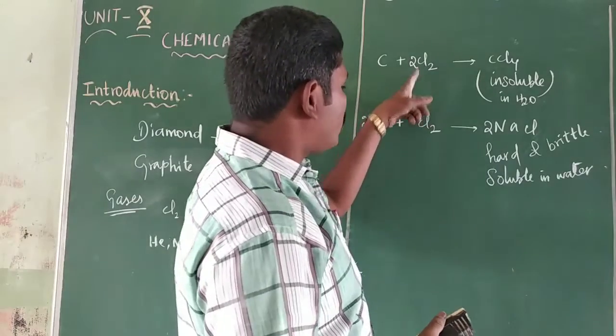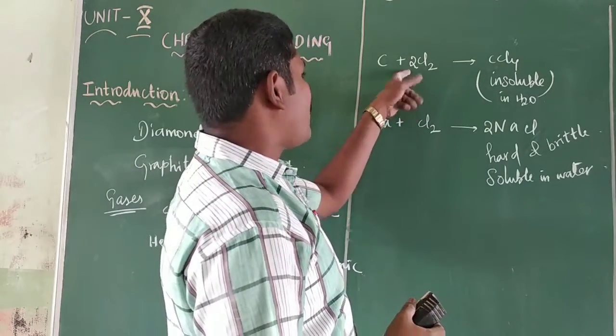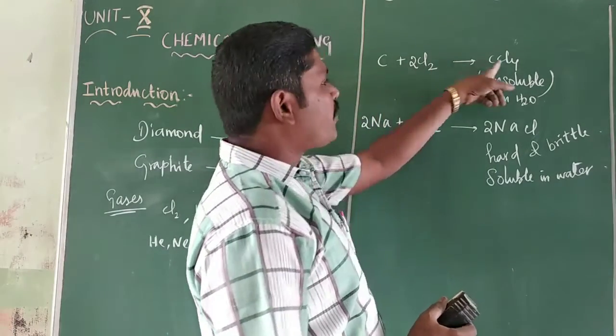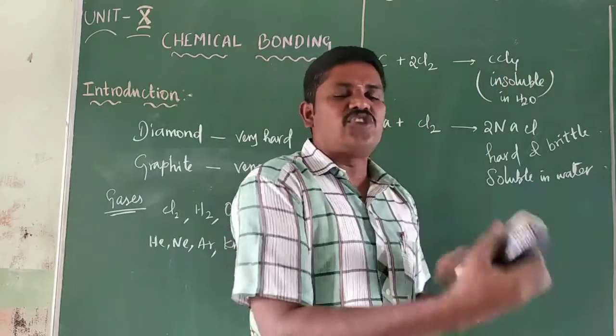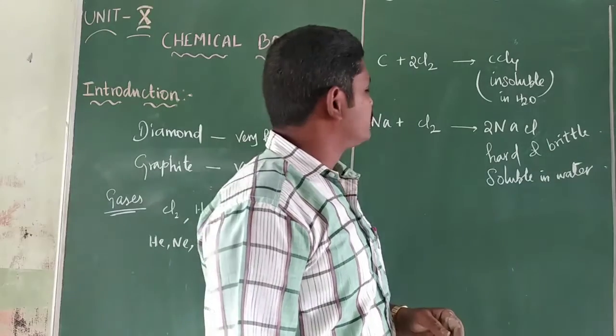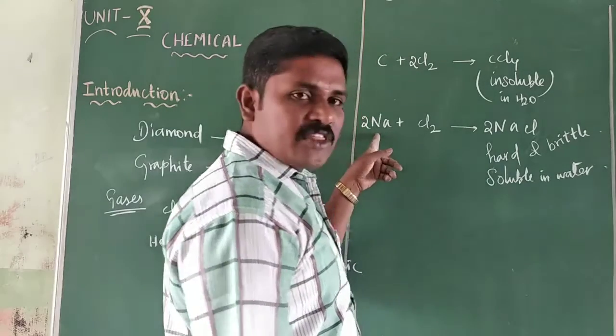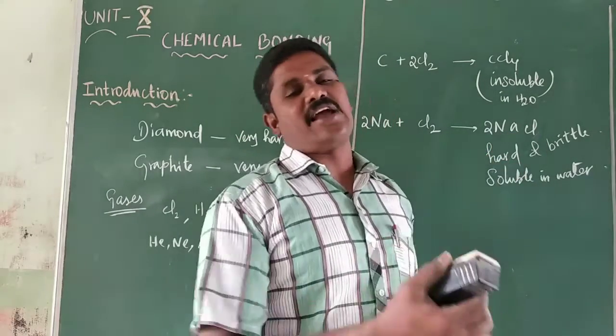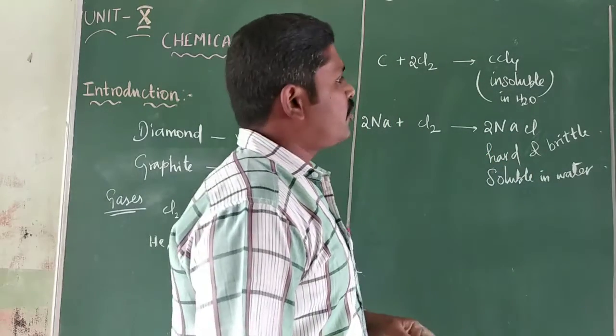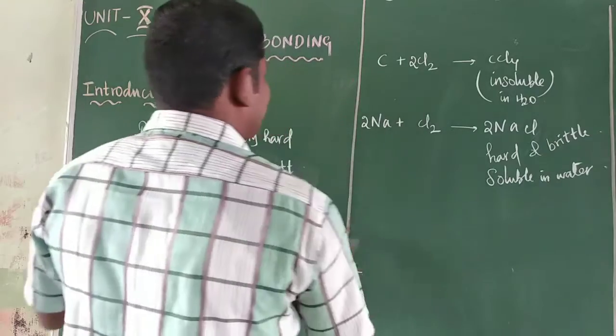Both contain chlorine. Chlorine combined with carbon forms carbon tetrachloride, but carbon tetrachloride liquid does not dissolve in water. Chlorine combined with sodium forms sodium chloride, and sodium chloride is easily soluble in water.